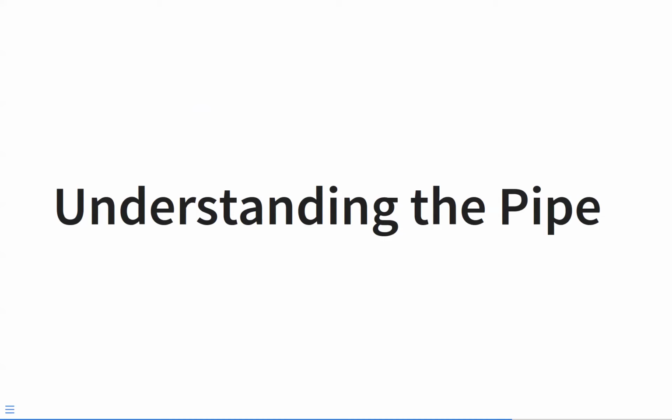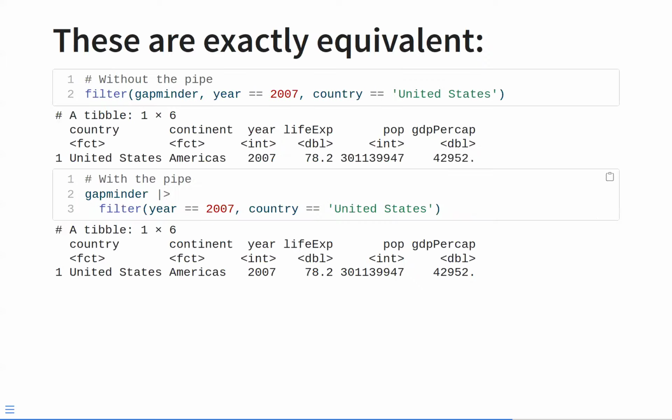Finally, we're ready to circle back and talk about how to understand the pipe. We've been using it, but I haven't really stopped to tell you what exactly it is. Here are two blocks of code that do exactly the same thing. The difference between them is going to help us understand what the role of the pipe is in dplyr and in R more generally.